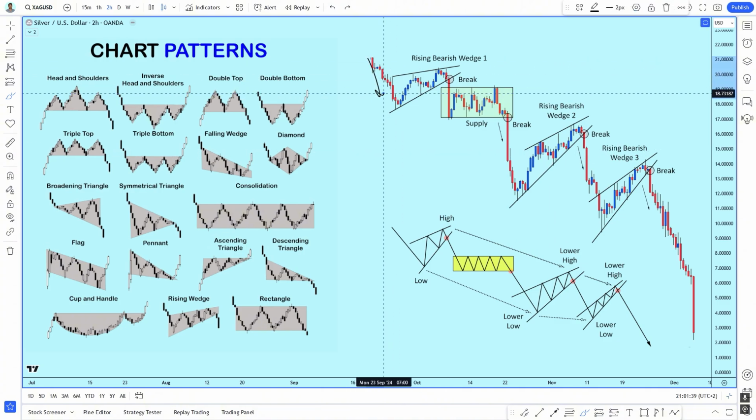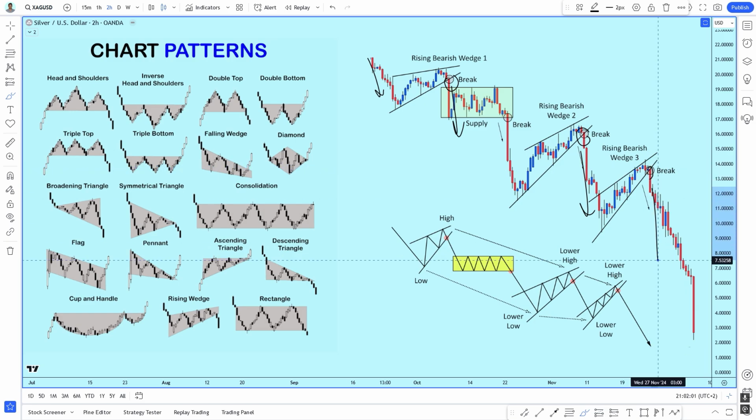Here we can see a downtrend and then price broke our trend line here and then continued to go down. Again, we have this series of higher highs, lower highs, price broke our trend line and continued to go down. Then again, we can see a third wedge here, higher highs, higher lows, breakout and bearish continuation.